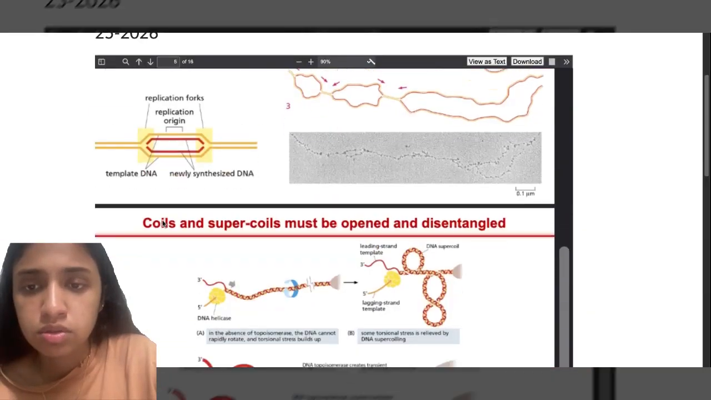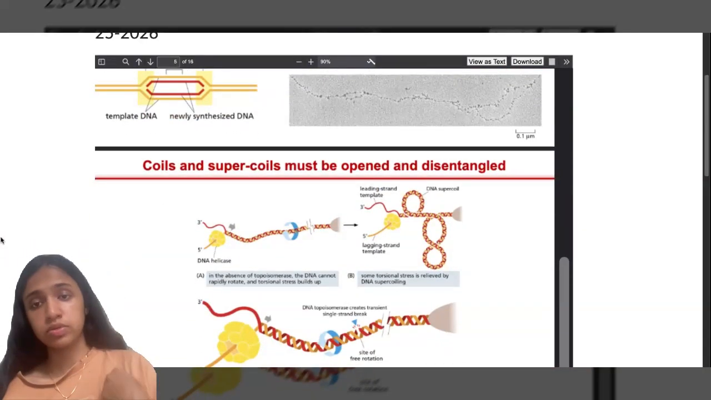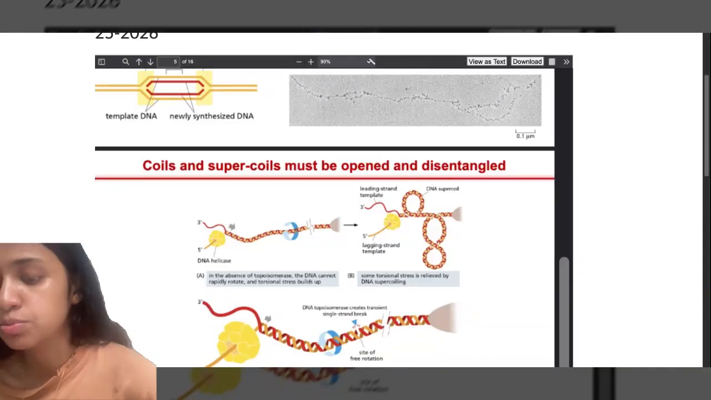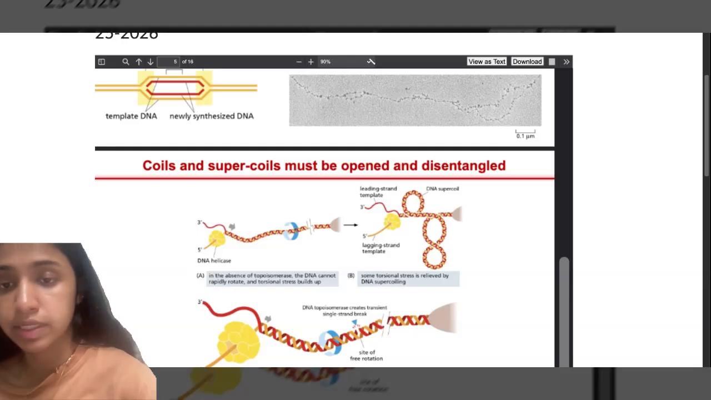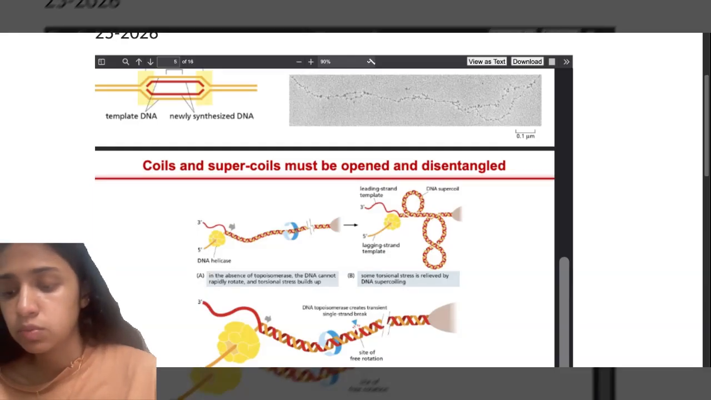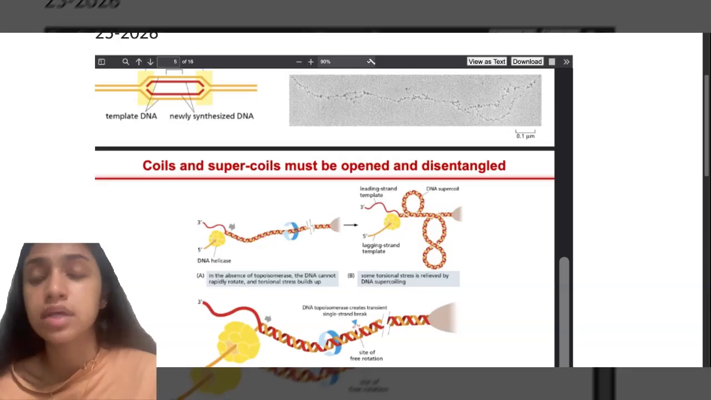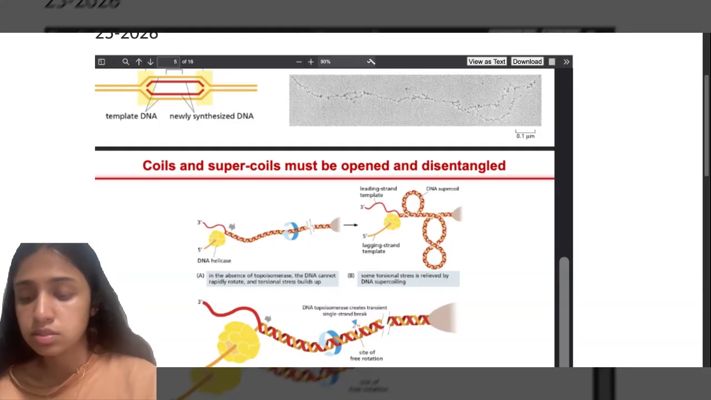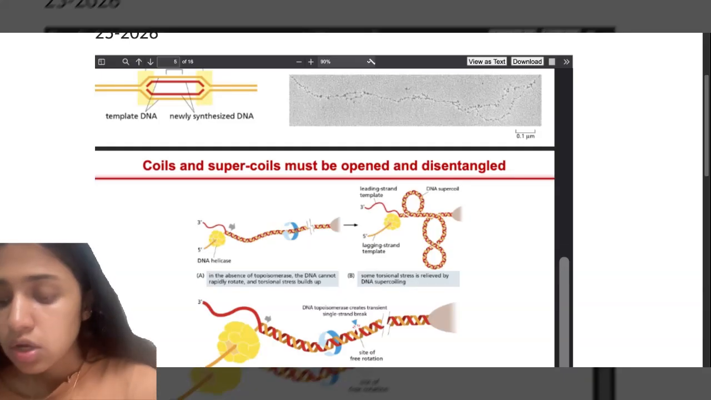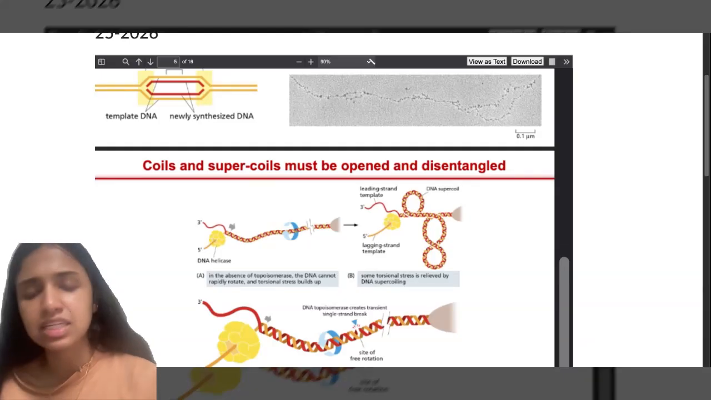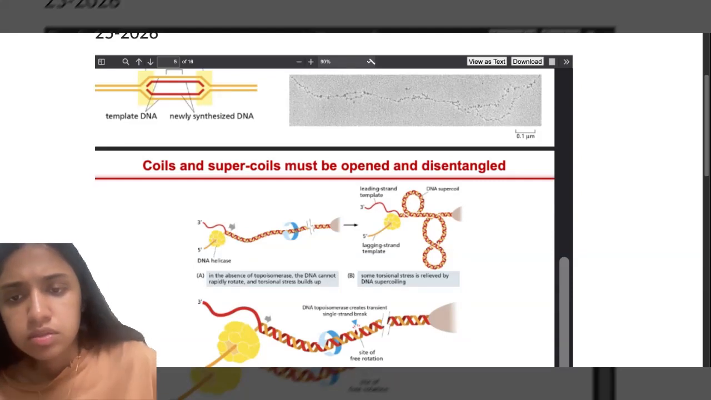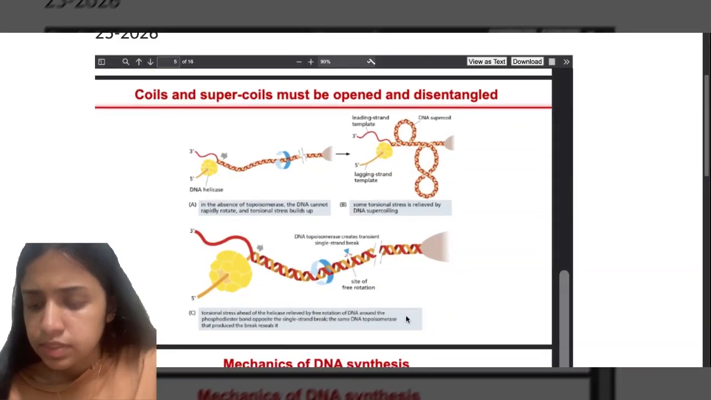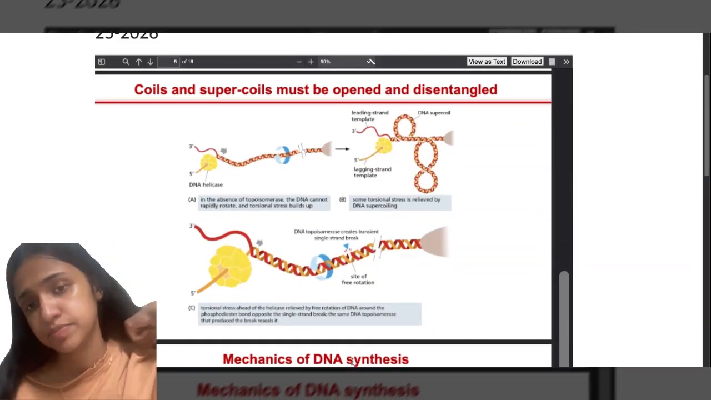We're going to talk about coils and supercoils that must be opened and disentangled. So this slide is explaining why topoisomerase is essential for DNA replication. Step A would be the helicase to unwind the DNA. Helicase's job is to unwind DNA. A helicase separates the two DNA strands. As it opens the double helix, the DNA ahead of the replication fork becomes tightly twisted. So right here, it becomes tightly twisted, and this creates torsional stress.